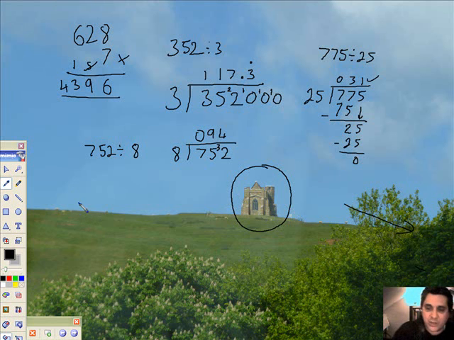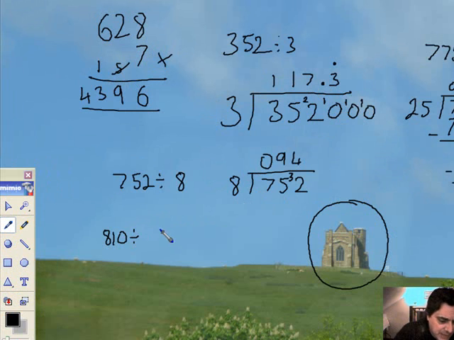Right, let's do another one. Let's do a challenging one. Looks like it's going to challenge me. I've got 810. I've got to divide that by 18. So this is quite scary. I'm quite scared already. So here we go.